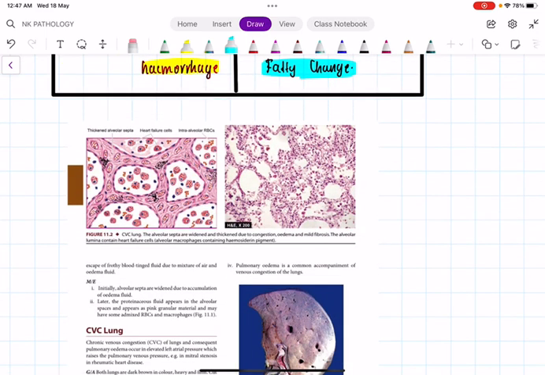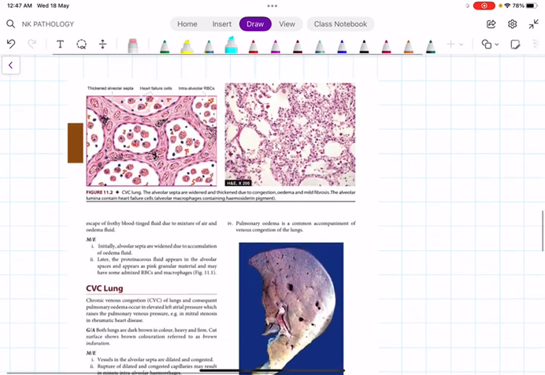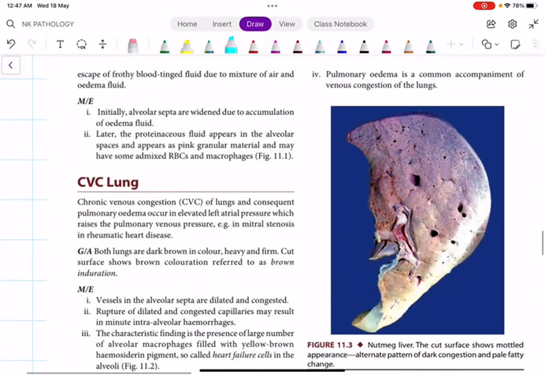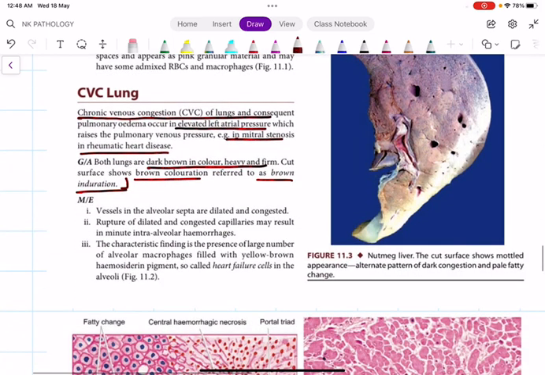Now let us see CVC lung, CVC liver and CVC spleen. First coming to CVC lung. CVC lung is also called chronic venous congestion of the lungs. It occurs as a result of elevated left atrial pressure, as in the case of mitral stenosis in rheumatic heart disease. Gross appearance, you can see the lungs will be dark brown in color. There will be brownish coloration, that is called brown induration. And on microscopic examination, there will be alveolar septa congested, dilated.